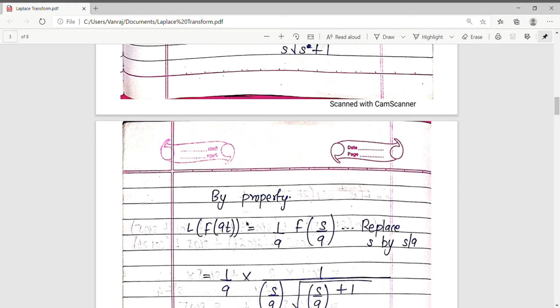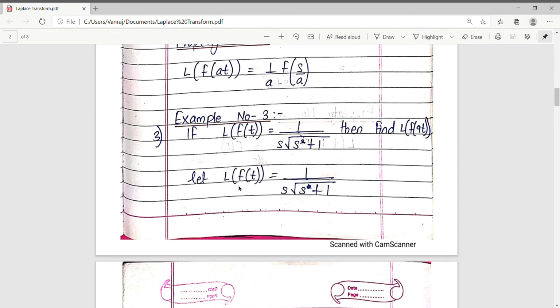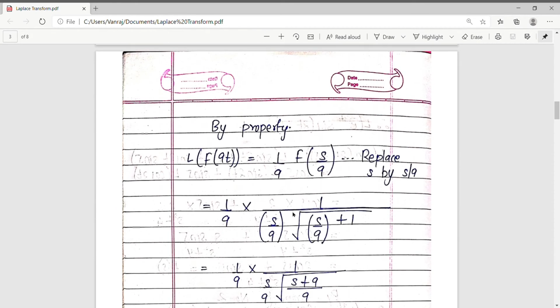Then we have simply used the property number 3, which says that a is 9, that's why 1 upon 9 into f of s upon 9. So we have applied the property, and we will simply use this condition. It was given Laplace transform of f of t. So here we will replace the value of s with s upon 9. So we have written this 1 upon 9 into 1 upon s upon 9 root of s upon 9 plus 1.